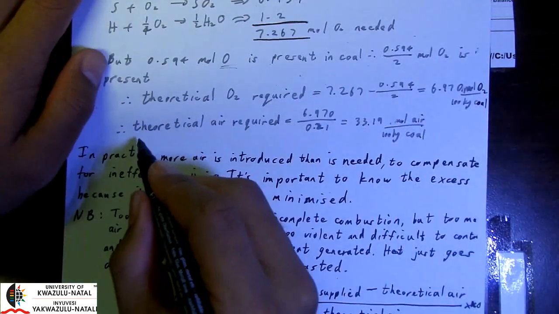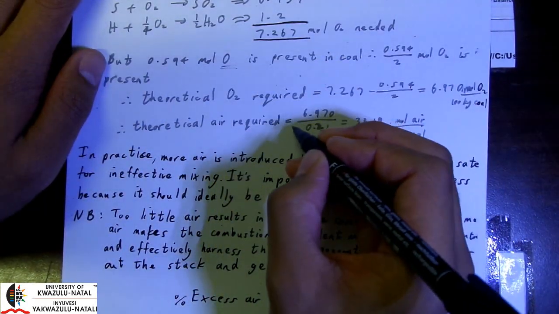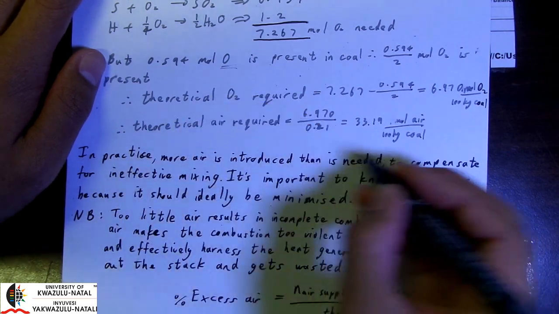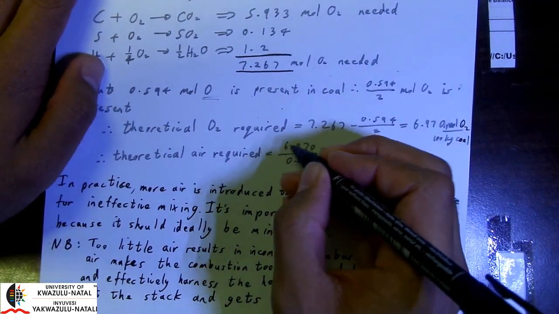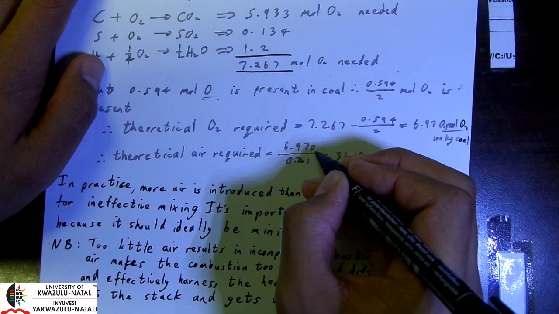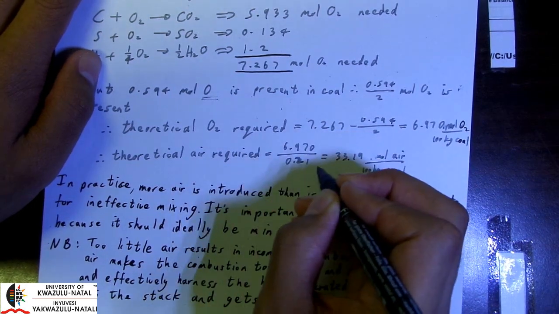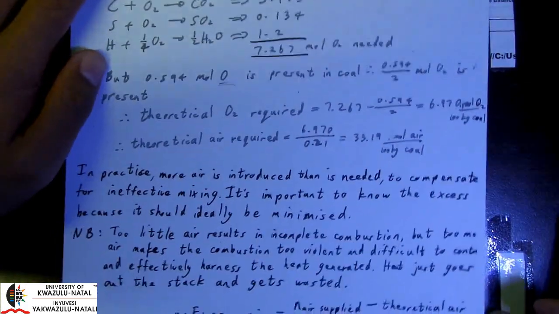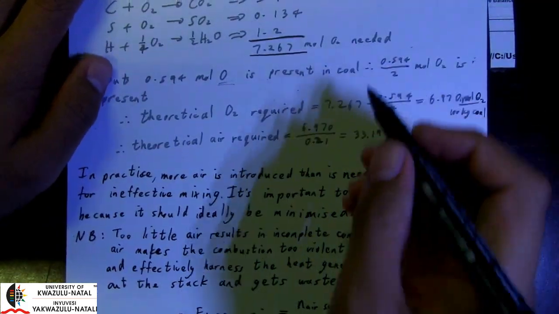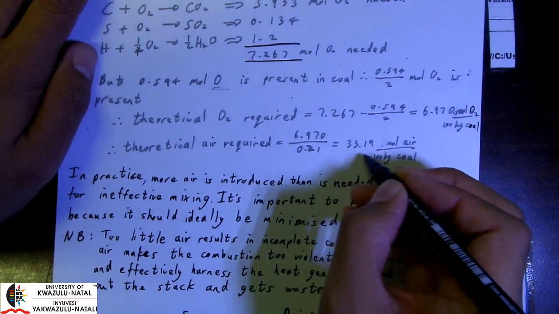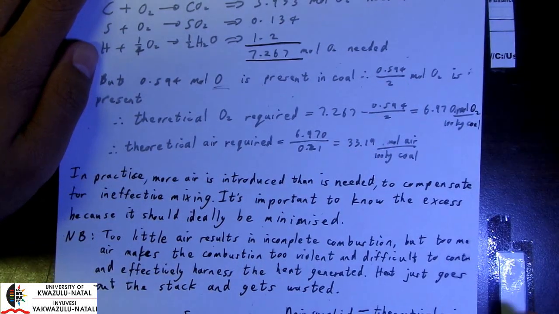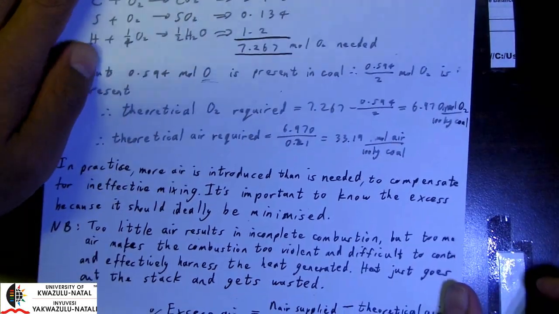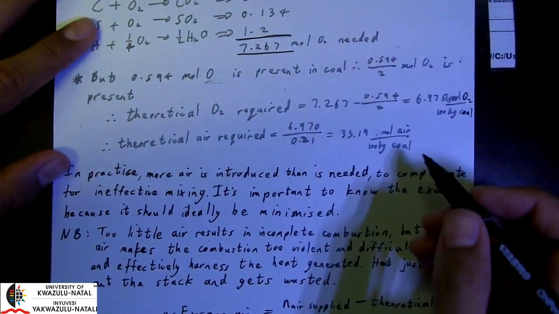And to get my theoretical air, I can simply use the relationship between theoretical air and theoretical O2, and that ultimately equates to 6.970 divided by 0.21. Remember, we are assuming 21% oxygen in atmospheric air, and that leaves us with 33.19 moles of air per 100 kgs of coal. Okay, and that's the problem solved.